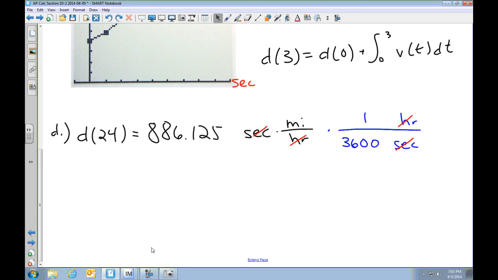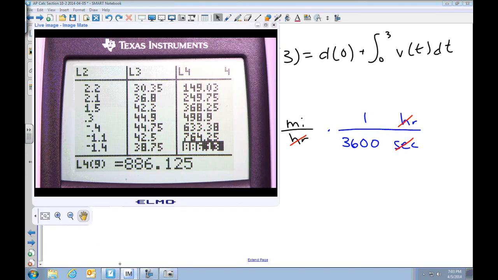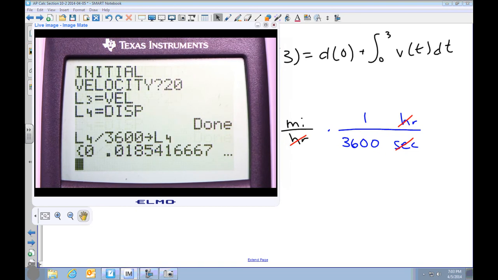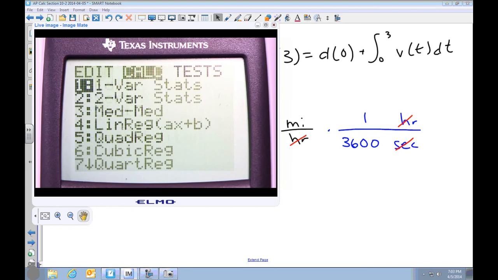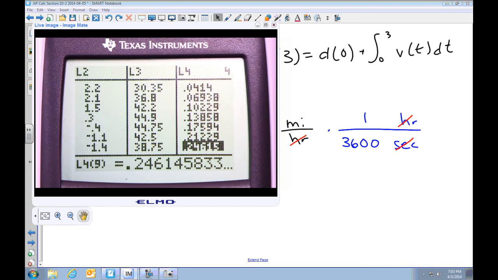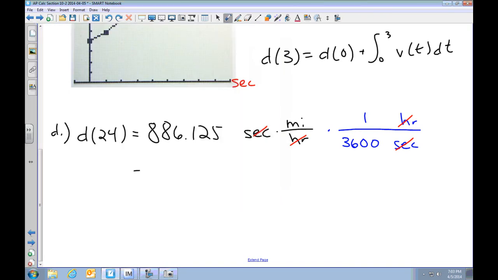and we'll be left with just miles. So if I take this answer and divide it by 3,600, then that's the distance I've gone in miles, and that's going to be definitely more useful for me. In fact, I'm going to just take the entire list. If I take list 4 and divide it by 3,600, I'll just dump that right back into list 4. Sometimes it makes more sense to just simply change the whole list. And oops, let's go back to list 4, and we'll run down to 24 seconds. At 24 seconds, we went 0.246 miles. So this is equal to 0.246 miles.